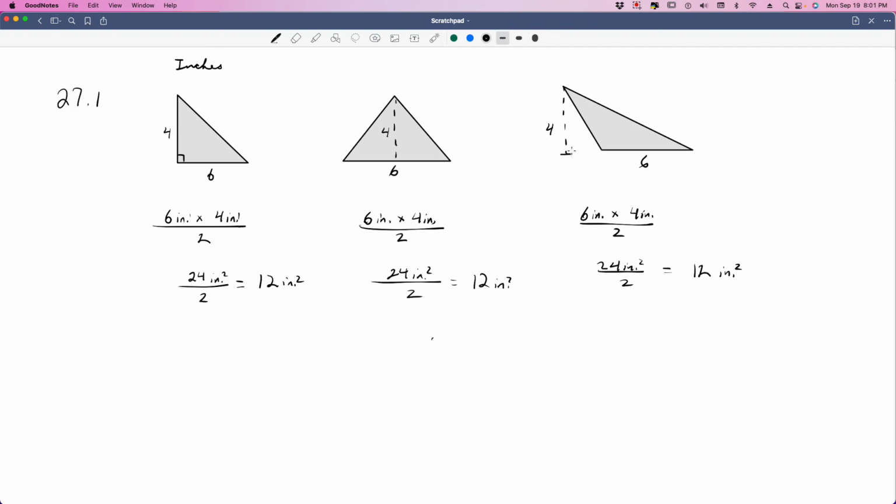All right, and guess what? That's all we have for lesson 27. Just the area of the triangle. So be sure to write this formula in the back of your notebook. The area of a triangle is equal to base times height divided by 2, and that's what you need to remember.